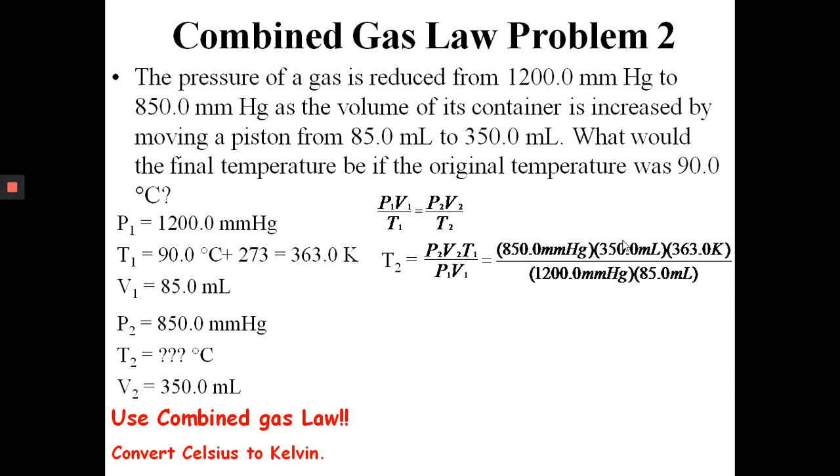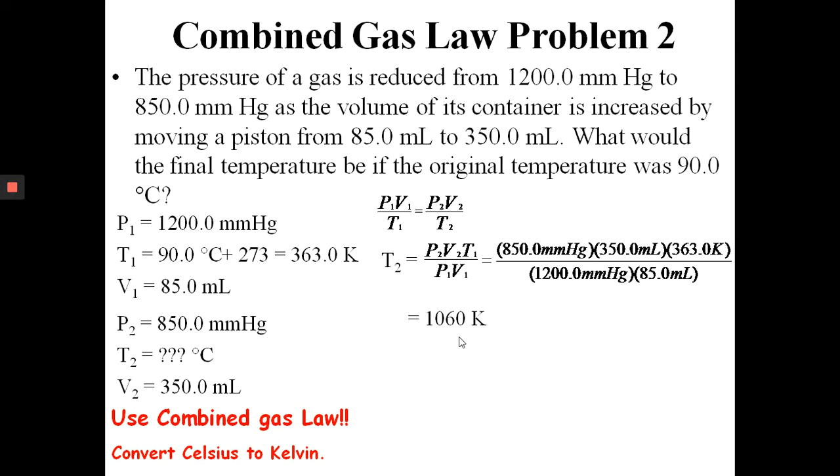So there's a 4, 4, 4, 5, 3. So 3 would be the least amount of significant figures. So your answer would be 1060 Kelvin using 3 significant figures.